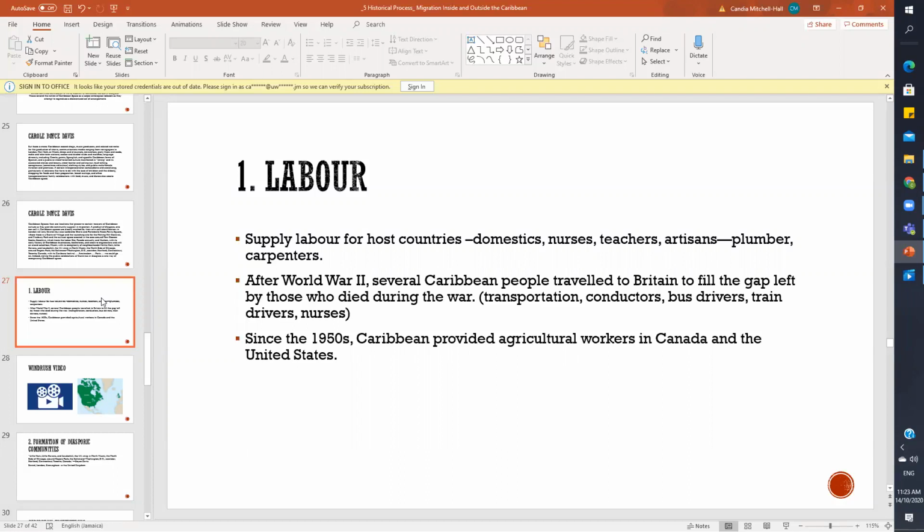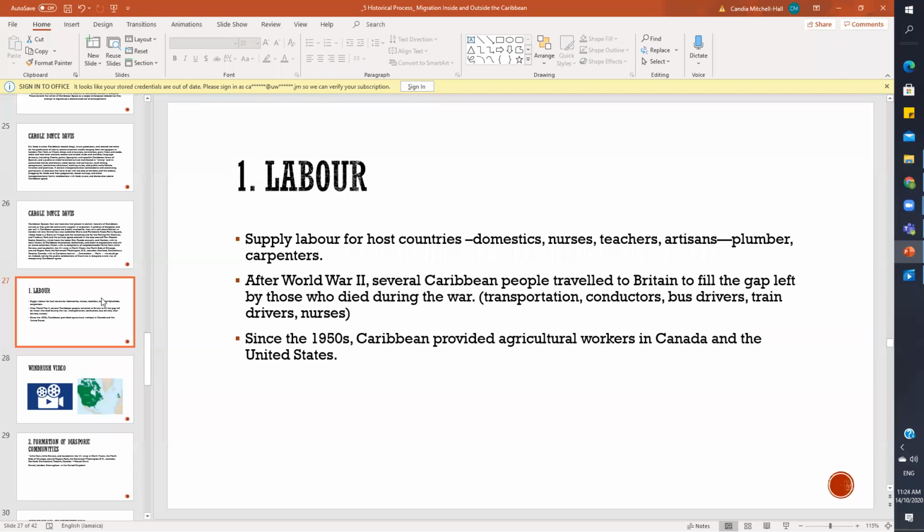Now, after World War II, several Caribbean people would have traveled to Britain to fill the gap left by those who died during the war. So after the Second World War, quite a lot of British people died. And even those who didn't die could not work because they were handicapped as a result of the war. So a lot of Caribbean people left within the 1950s, and they went to Britain and did work in the transportation sector. They were conductors, bus drivers, train drivers, nurses.